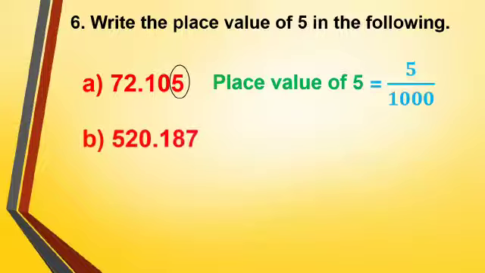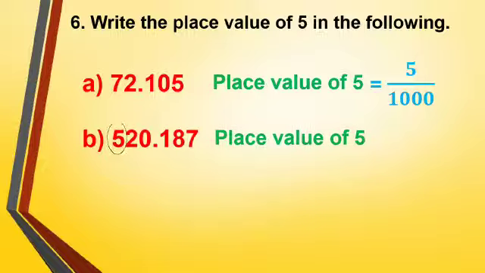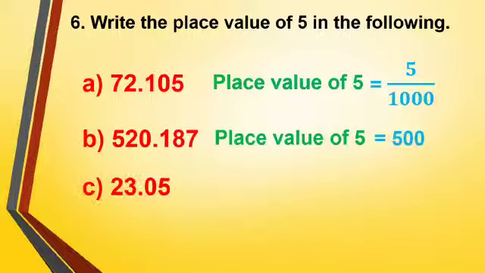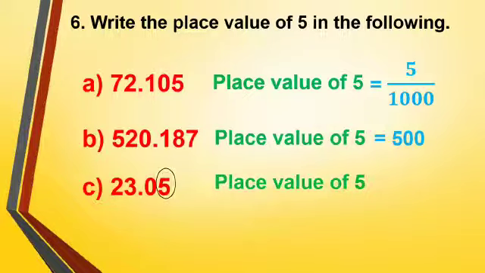In the B part, the given number is 520.187. Here the 5 is at hundreds place. So place value of 5 is equal to 500. In the C part, the given number is 23.05. Here the 5 is at hundredths place, so the place value of 5 is equal to 5 by 100.